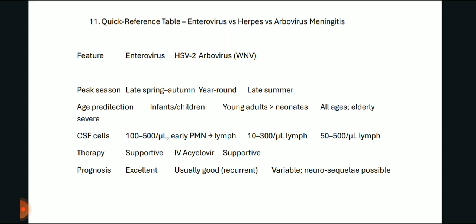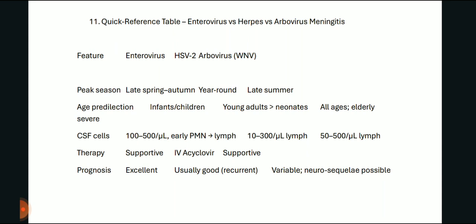enterovirus versus herpes versus arbovirus. Okay. Now the peak season for enterovirus is late spring or autumn. For HSV2 it is year round, and arbovirus is late summer. Okay. West Nile fever virus all comes under arbovirus. For age predilection, enterovirus is seen in infants or children. HSV2 is more seen in young adults or neonates, and arbovirus is seen in all ages, mostly in the elderly maybe.